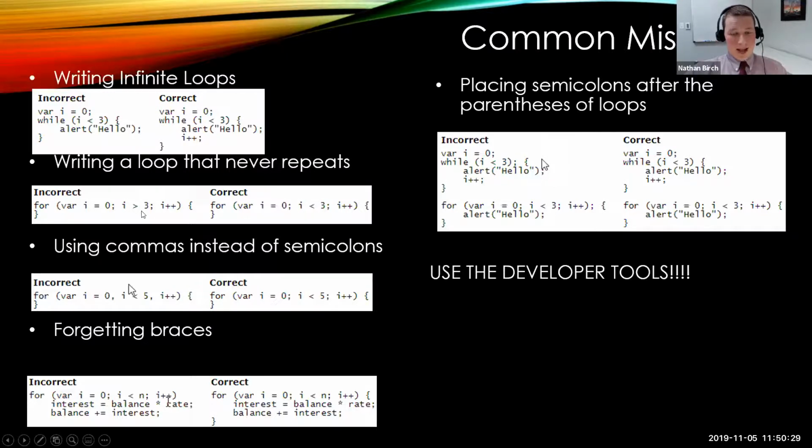I equals 0 while I is greater than 3, I plus plus. That will never happen because I will never be greater than 3, so the code won't get executed, so we won't increment I. Okay, might as well just not even have a loop. Won't do a thing. Using commas instead of semicolons. Okay, this will throw you a big error. All right, let me show you what that will do.